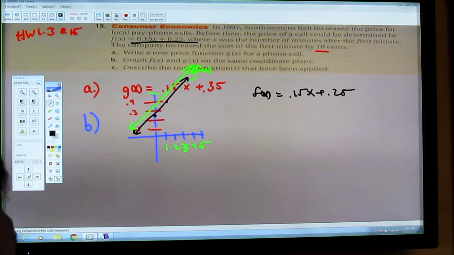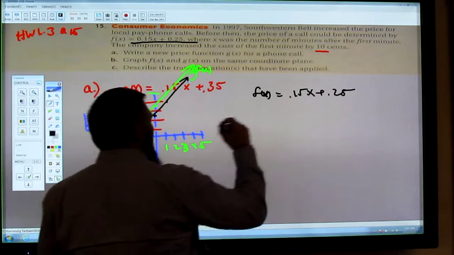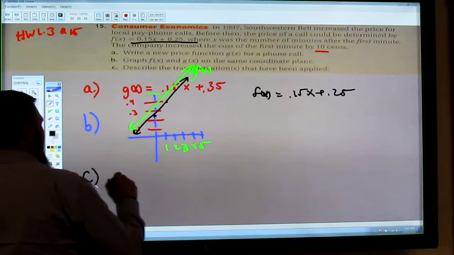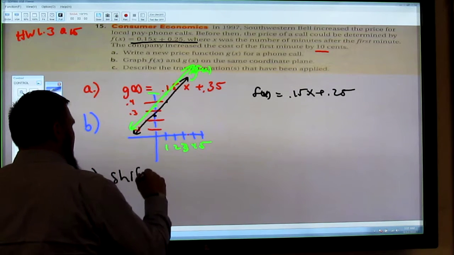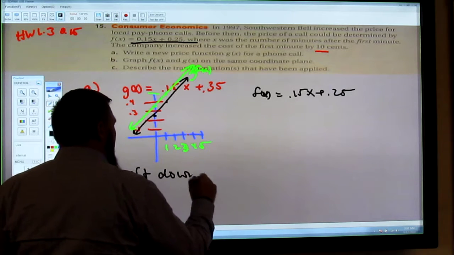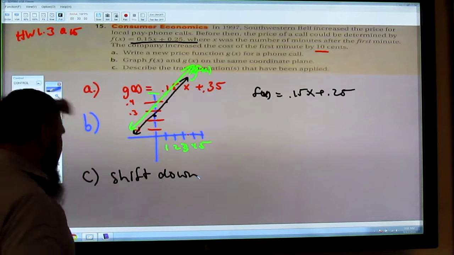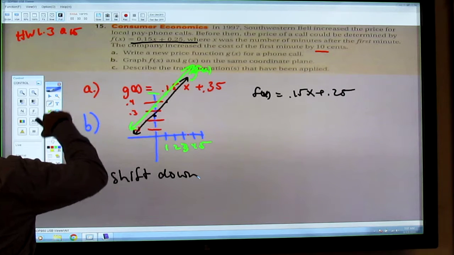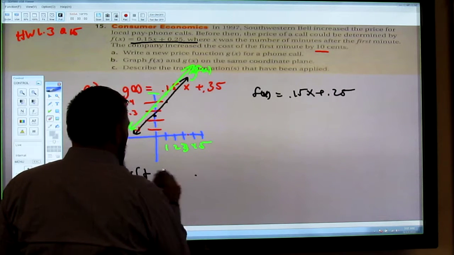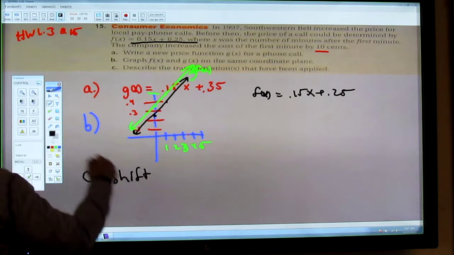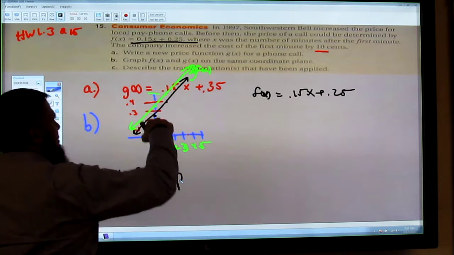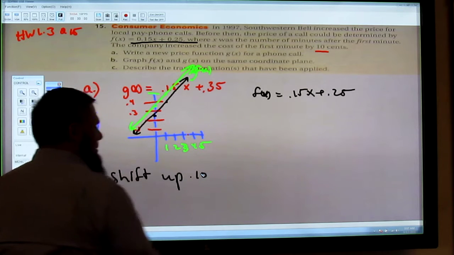And so in C, they say, describe the translations that have been applied. Well, it's shifted down. So in C, we could say shift down. How far did it shift down? Well, actually it shifted up. The green shifted up, so let's rewrite that. The g of x shifts up. But how far did it shift up? That's 10 cents, 0.10.